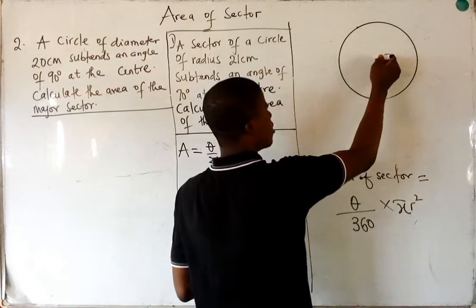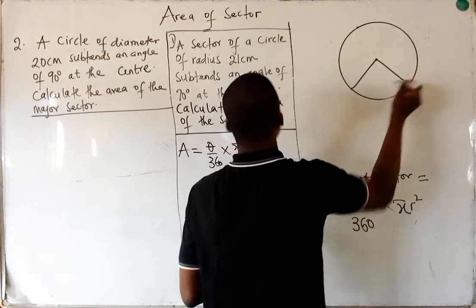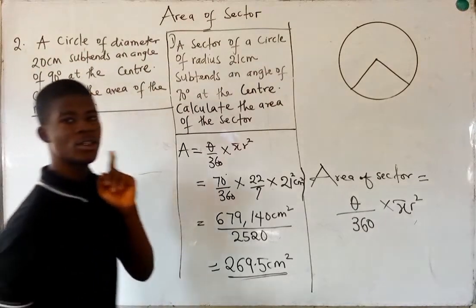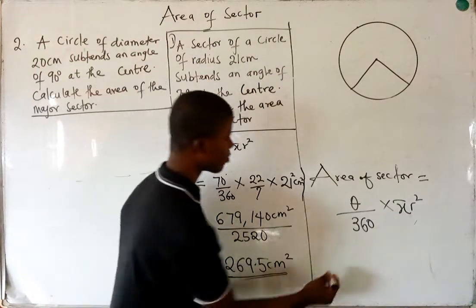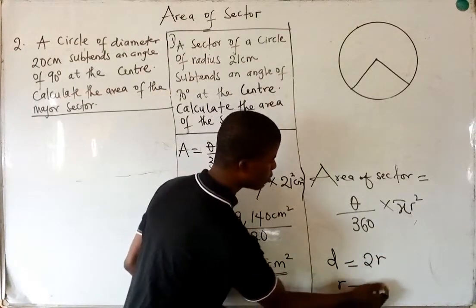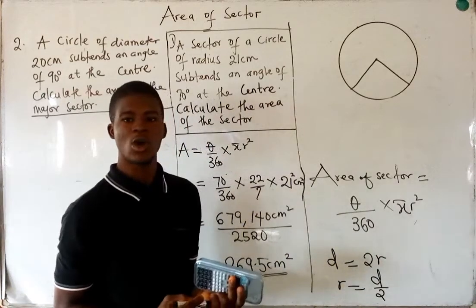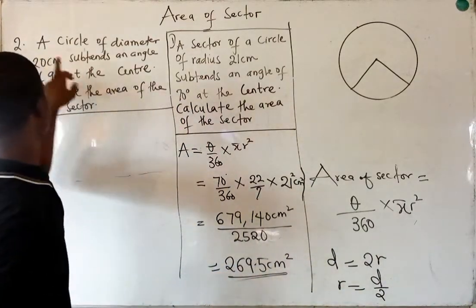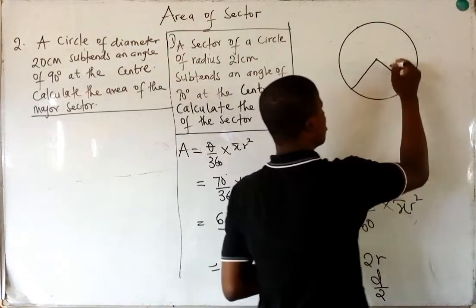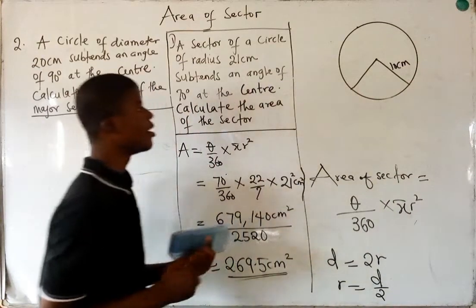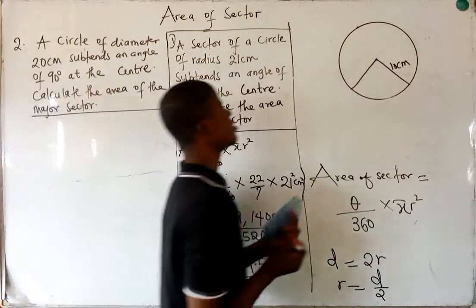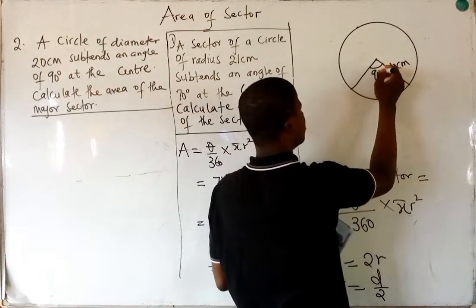Now let's see. This is the circle, for example, and it has a diameter of 20 cm. Obviously, we are not going to use diameter, but I know that diameter is equal to 2 radius. So it means that 1 radius is equal to diameter over 2. So I'll make use of that. The diameter is 20 cm, then my radius will be half of 20 cm. That's 10. So my radius is 10 centimeters. Now, they said that the sector subtends an angle of 90 degrees at the center. So 90 degrees at the center will be here.